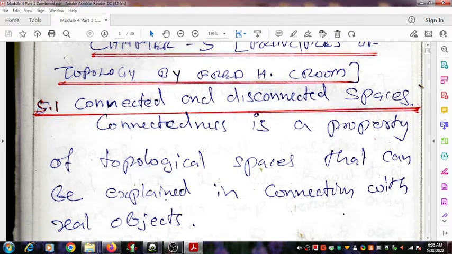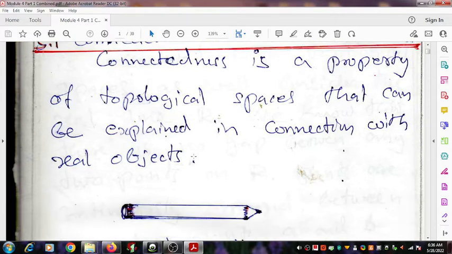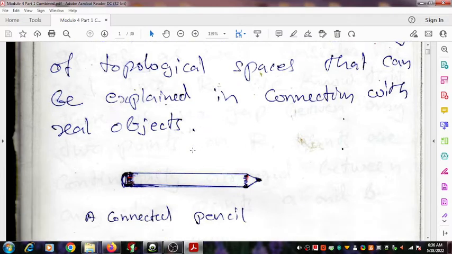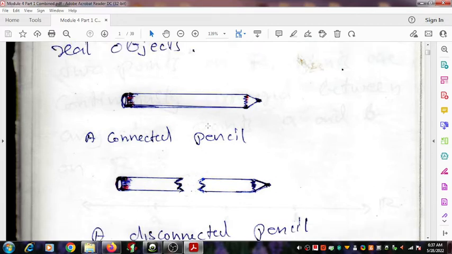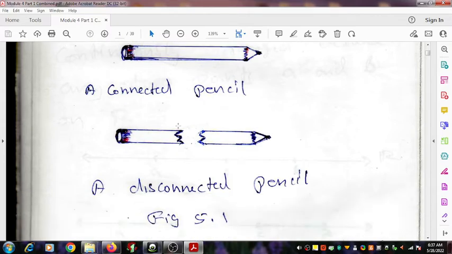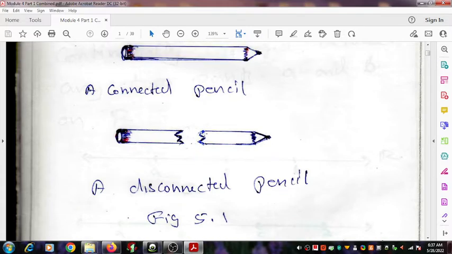Connectedness is a property of topological spaces, but it can be explained in connection with real objects. For example, you can see two pencils in this figure. This pencil is connected, and the other one is a broken pencil. The second pencil is a broken one, so we say that it is a disconnected pencil. But how can we explain that this pencil is disconnected?